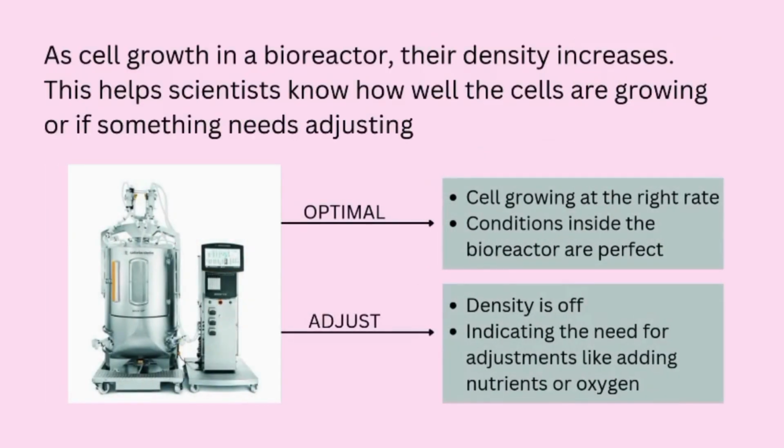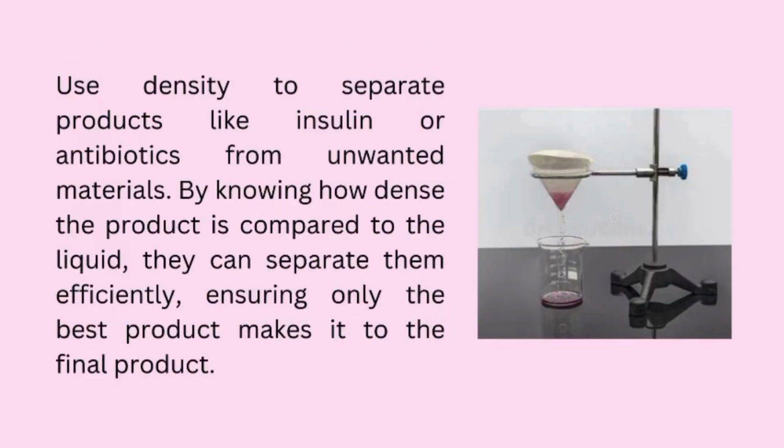As cells grow in a bioreactor, their density increases, meaning the number of cells per unit volume rises. By measuring this increase, scientists can determine whether the cells are growing as expected or if something needs to be adjusted. We also use density to separate products like insulin or antibiotics from unwanted material. By knowing how dense the product is compared to the liquid, they can separate them efficiently, ensuring only the best product makes it to the final product.